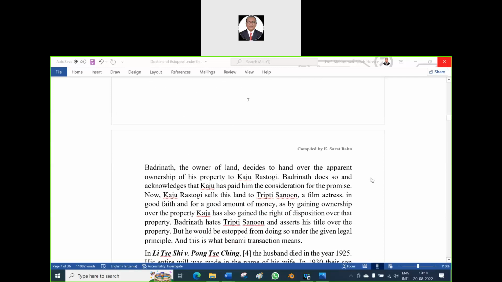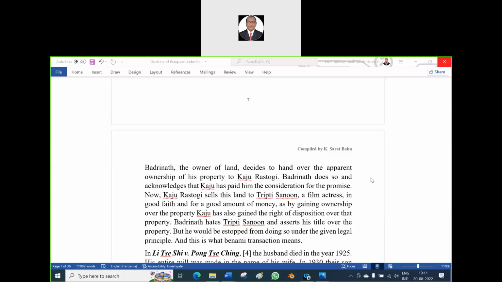See, you said Badrinath, the owner of the land, decides to hand over the apparent ownership of his property to Kaju Rastogi. When you say apparent ownership of his property to Kaju Rastogi, at the time, whether Badrinath is having the title for the land. So let us see that Badrinath does so. Kaju Rastogi is Benami. So Badrinath does so and acknowledges that Kaju has paid him the consideration for the promise.